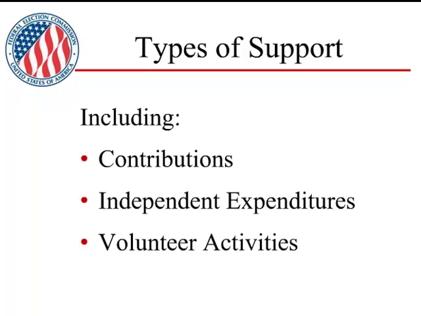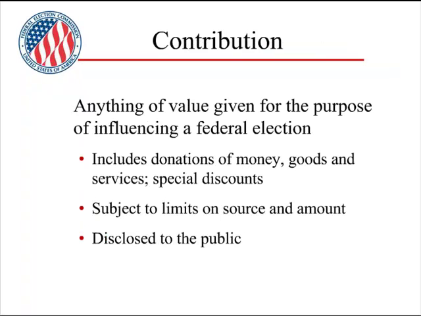While there are many ways a citizen may support candidates for federal office, three of the most common are listed here: contributions, independent expenditures, and volunteer activity. The campaign finance law defines the term contribution very broadly to include anything of value given for the purpose of influencing a federal election, including donations of money, goods and services, as well as any special discounts offered outside the normal course of business. Contributions are subject to limits both on their source and amount and must be disclosed to the public.